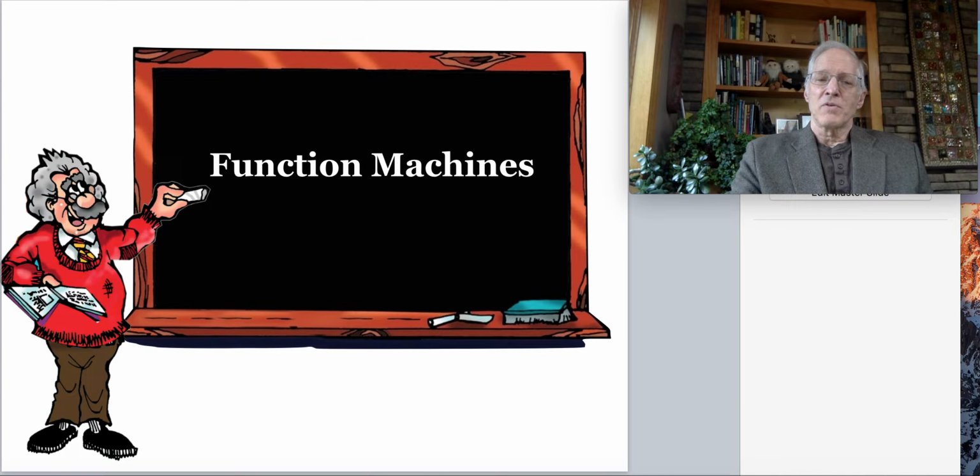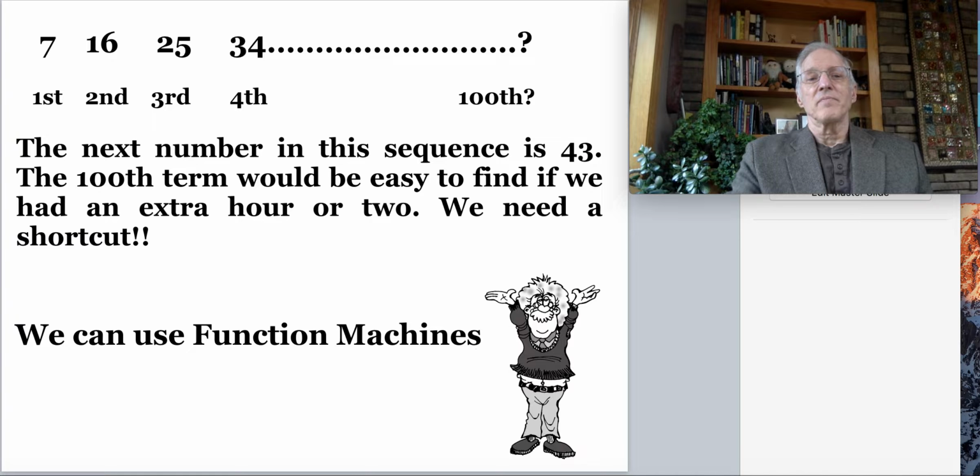So here's a problem that might be on an SAT test or a math contest. The sequence 7, 16, 25, 34. The next number is very easy. It's 43 because if you look carefully, you're adding 9 each time. So the next number is 43, but the question doesn't ask you for the next number. It asks you for the 100th number.